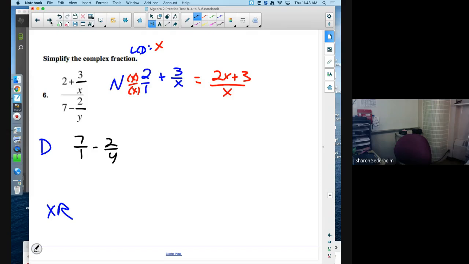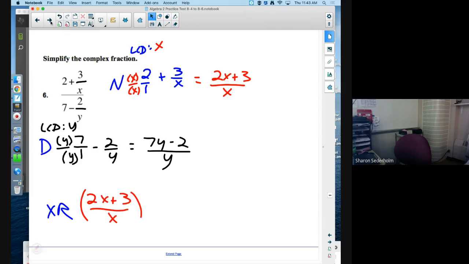Let's go to the denominator. Write it all as fractions. It's always easier when you're working with fractions to have everything be fractions. LCD: y. First one needs a little y on the top and the bottom. That wasn't so bad either. XR: leave the numerator alone. We did our simplifying. It was 2x plus 3 over x. But now multiply by the reciprocal of your denominator.